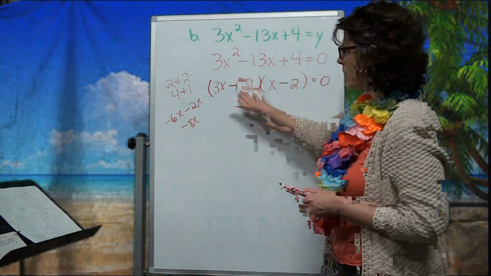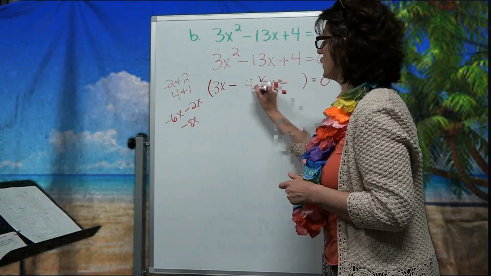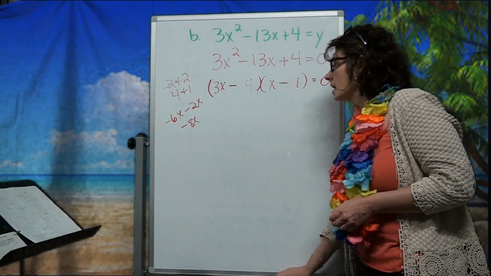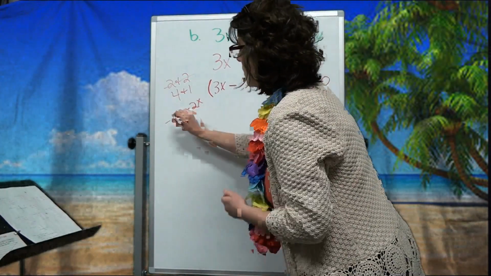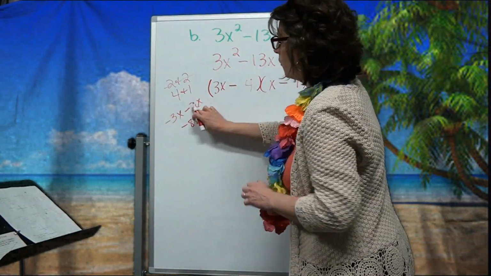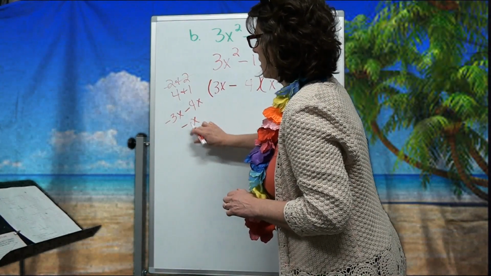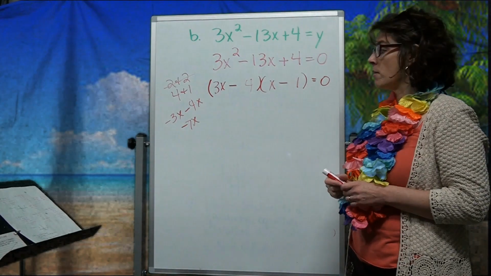So I'm going to give a shot with that 4 and that 1. So I'm going to toss them in there and just see what happens. And again, check those outsides and those insides. Now on the outside here, I get a negative 3x, and on the inside, I get a negative 4x. And when I combine those, I get a negative 7x. So that tells me that, nope, I definitely do not have the right combination.